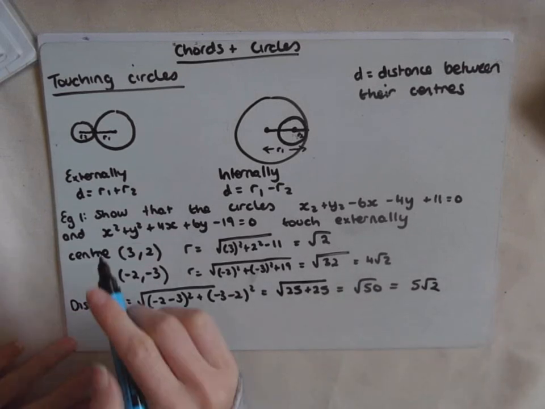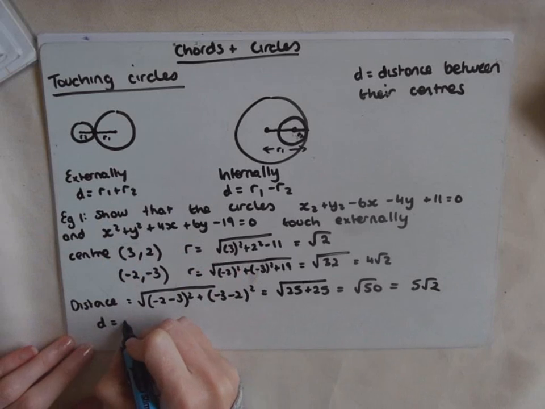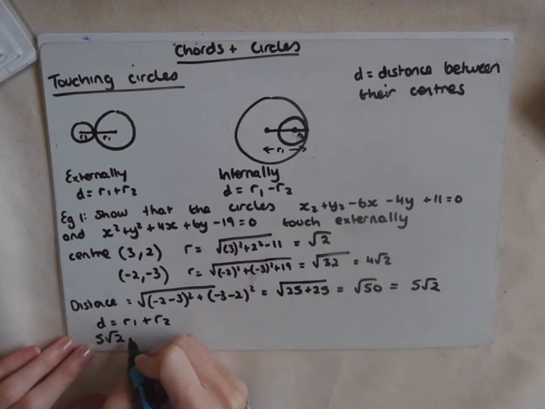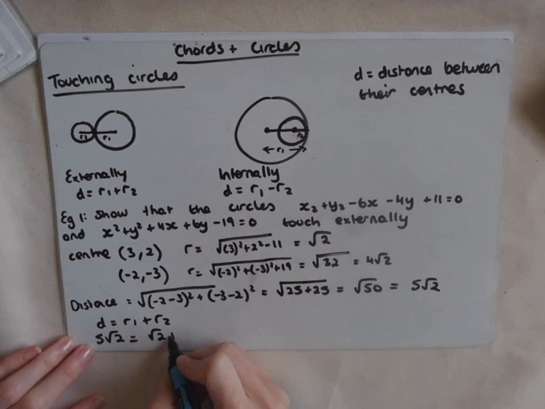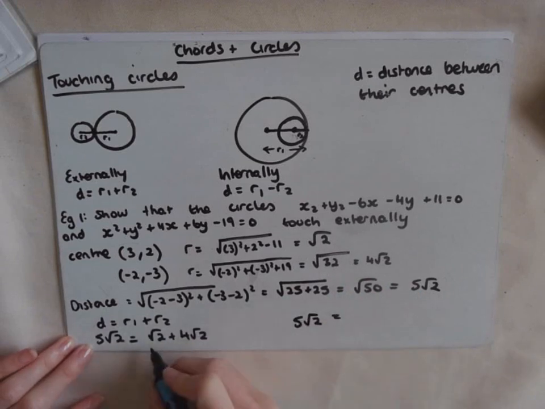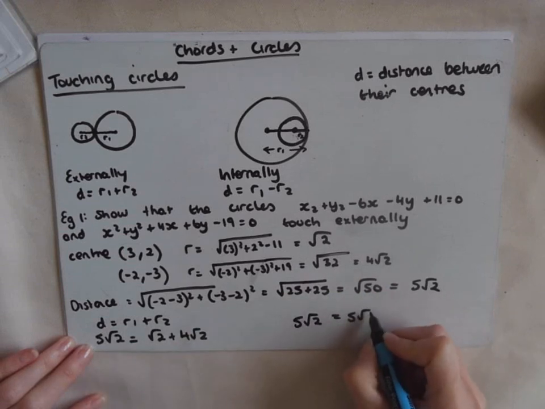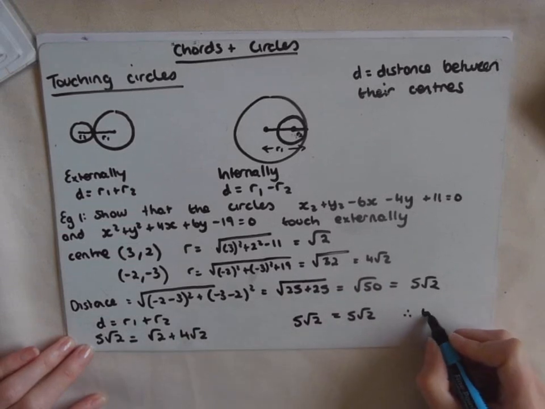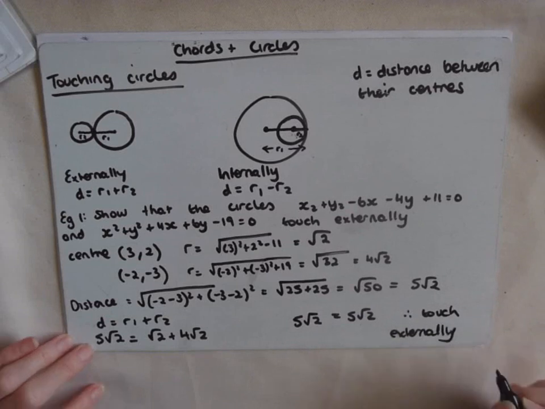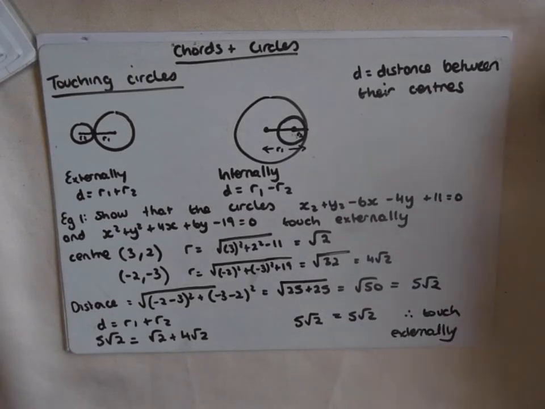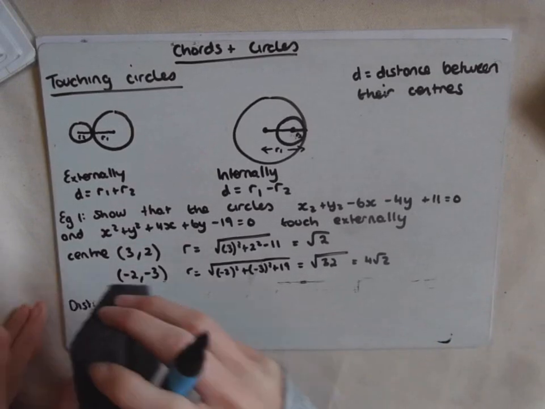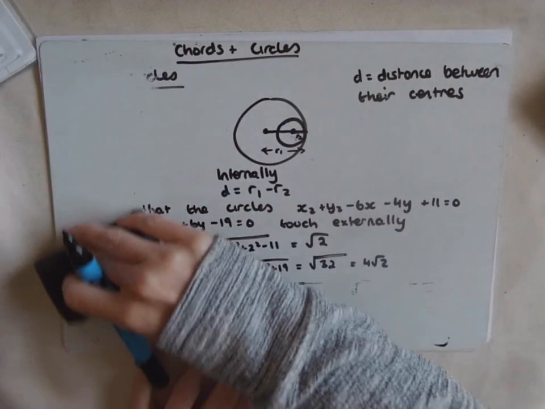Now for externally, D is equal to R1 plus R2. The distance is equal to root 2 plus 4 root 2. From there you can see 5 root 2 is equal to root 2 plus 4 root 2, which is 5 root 2. So therefore they touch externally. Just give your little conclusion there. And finally, we'll talk about chords and circles.